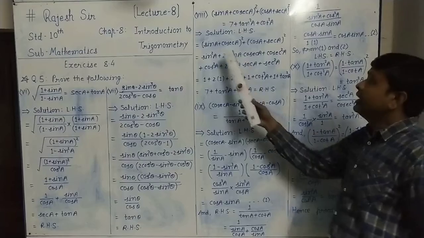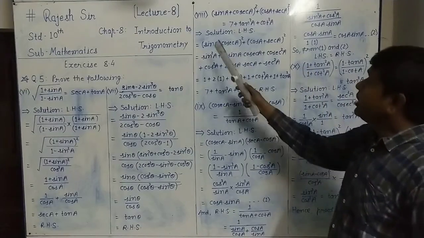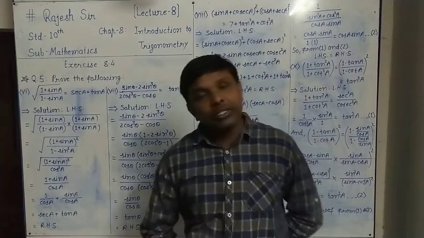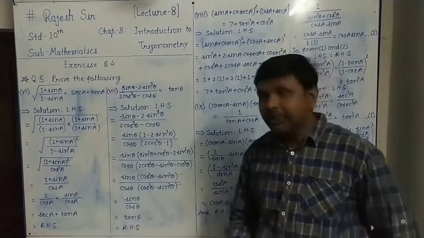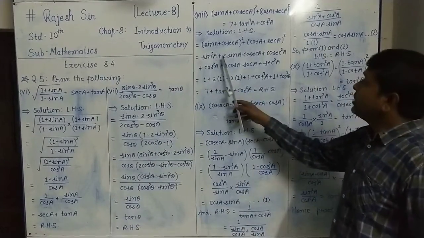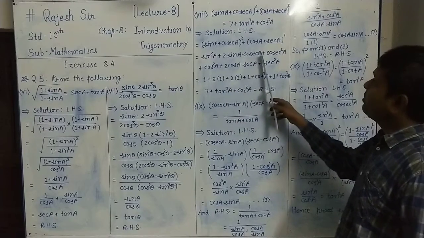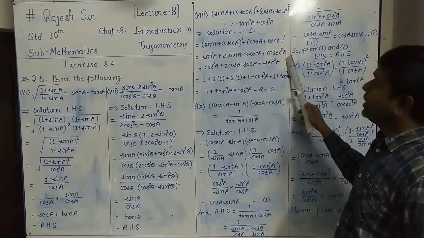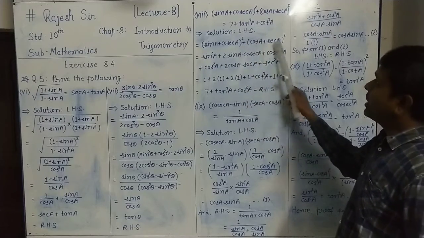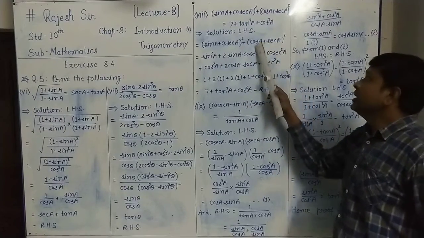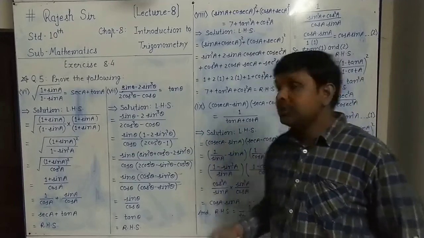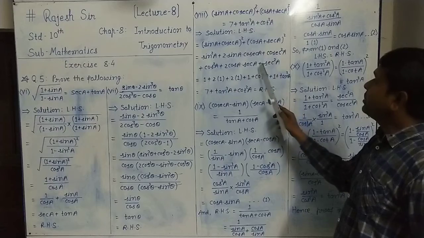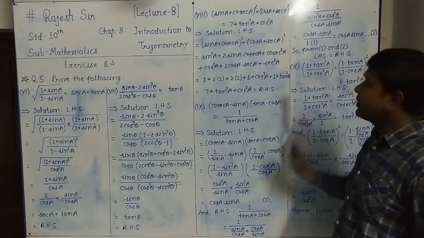Now just simplify, or actually expand it. (a + b) whole square, the expansion is a square plus 2ab plus b square. That way: sin square a plus 2 into sin a into cosec a plus cosec square a. Similarly for this bracket also, it is again (a + b) whole square type. So cos square a plus 2 cos a into sec a plus sec square a.